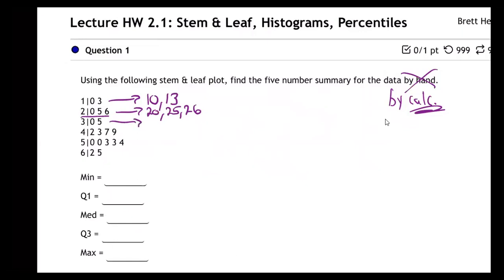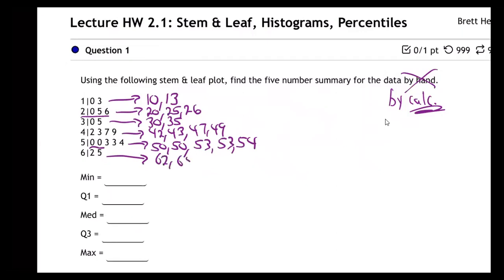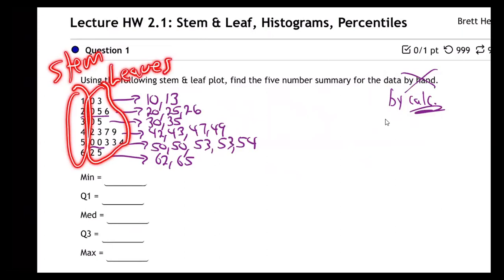So the next row, what do we have there? That's 30 and 35, right? Next row, 42, 43, 47, 49. Next row, 50, 50 again. See how it's 50 twice there? 53, 53, 54. Final bottom row, it's the data 62 and 65. So that's what a stem and leaf plot is. It's just a shortcut way of listing a bunch of data by listing the first number, the stem, and then listing the numbers that come at the end, the leaves.